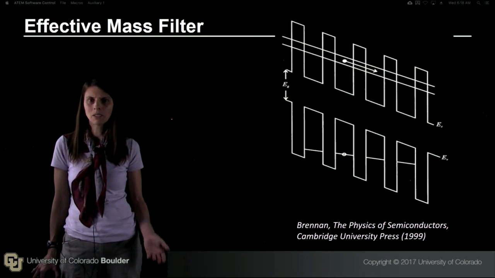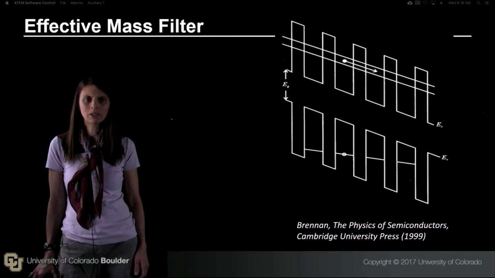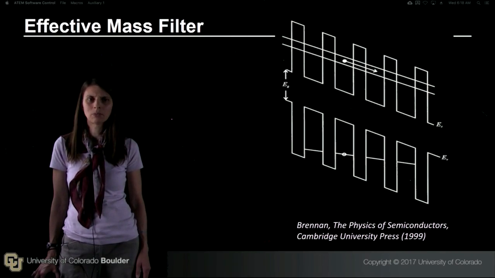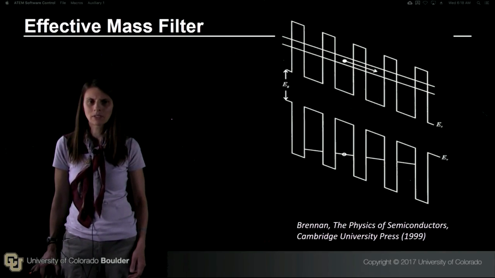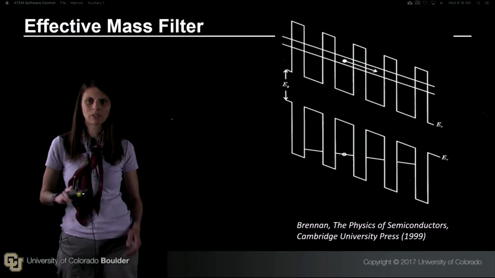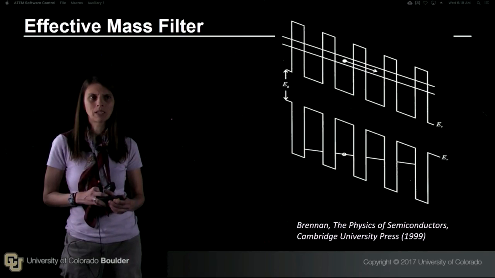And so what this means is we can now design and fabricate a device where holes are highly localized and electrons are free to move across the device. So the result here is that this effective mass filter has high photoconductive gain. So let's now talk about some of the limitations of these photoconductors.